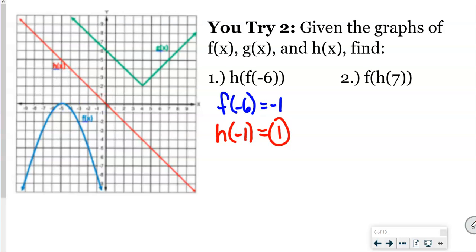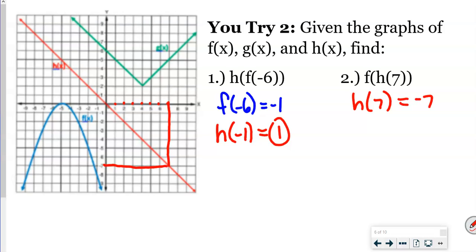Now we're going to do h of 7. So we're doing h of 7. So I'm going 1, 2, 3, 4, 5, 6, 7. I'm going down to my graph right there and over to here. And that value is negative 7.